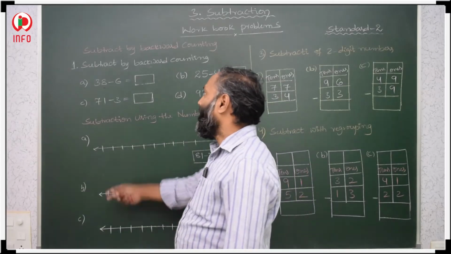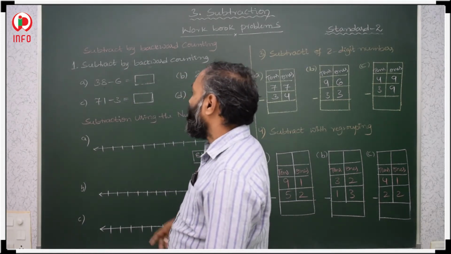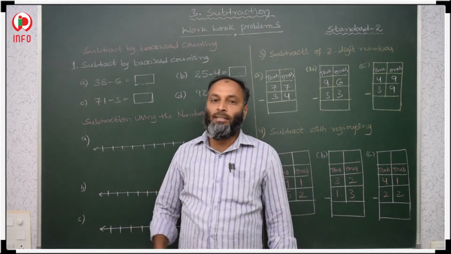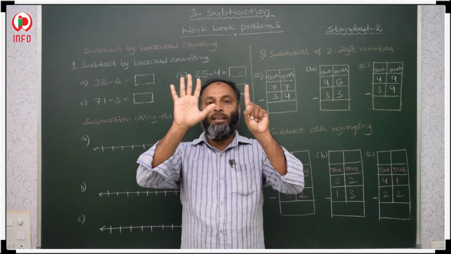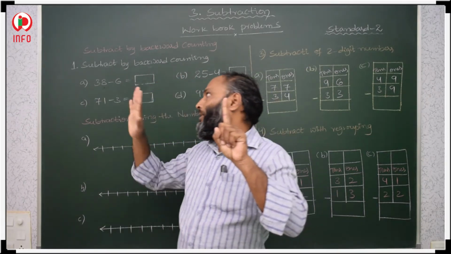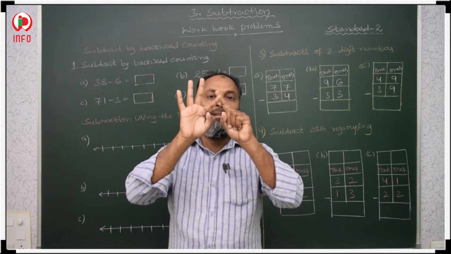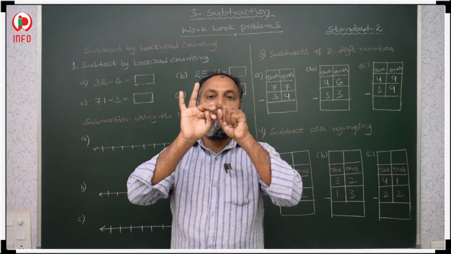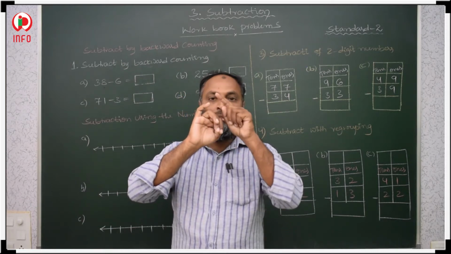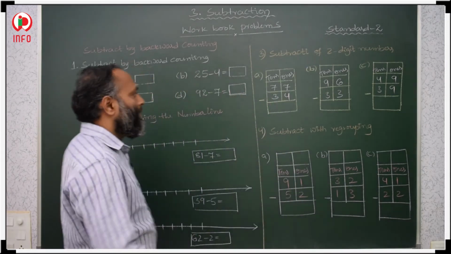Now, subtraction by backward counting. The first question is 38 minus 6. First you take 6 numbers, and in these 6 numbers we have to subtract. First, 38 is 37, 36, 35, 34, 33, 32. Our answer is 32.